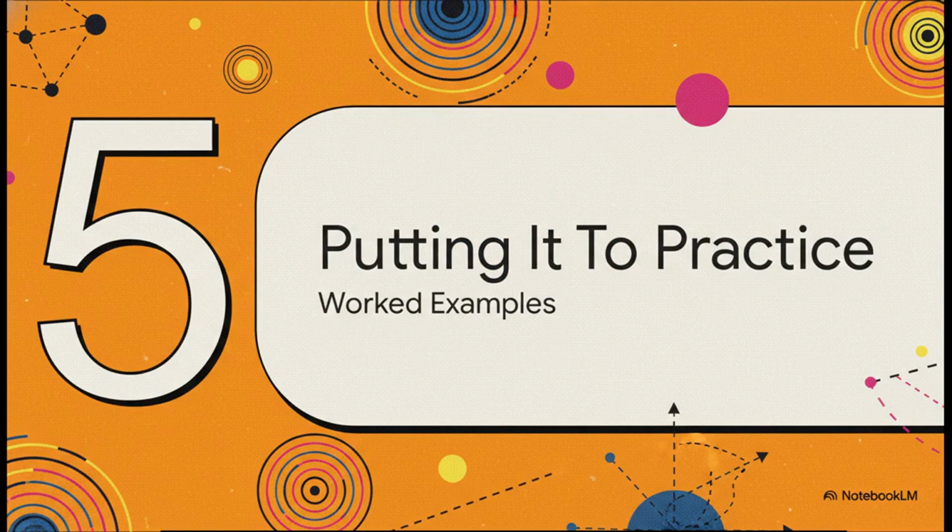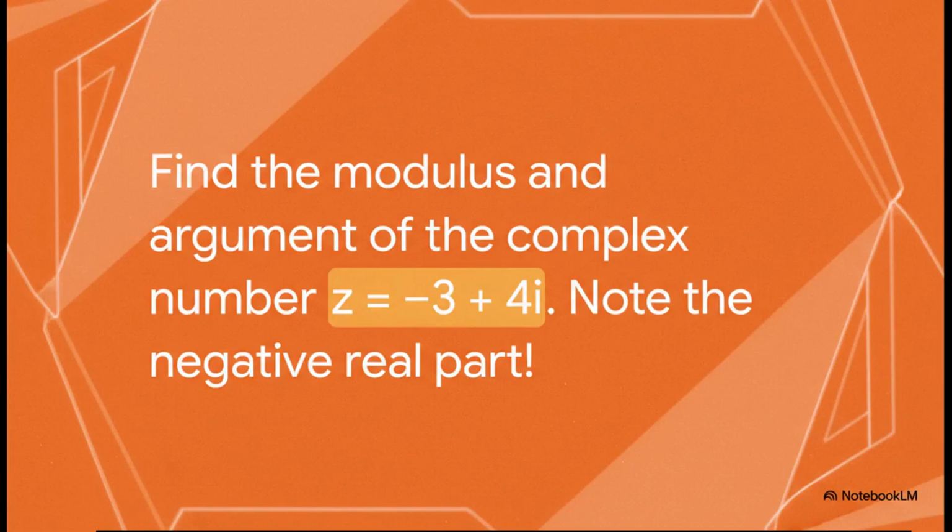Okay, so we've got this powerful new tool in our toolbox. But theory is one thing. Let's get our hands dirty and see how it actually works in practice. We're going to run through some examples to really make sure these concepts stick. All right, first up, let's find the modulus and argument for the complex number z equals -3 plus 4i. That negative real part is what's going to make this one interesting.